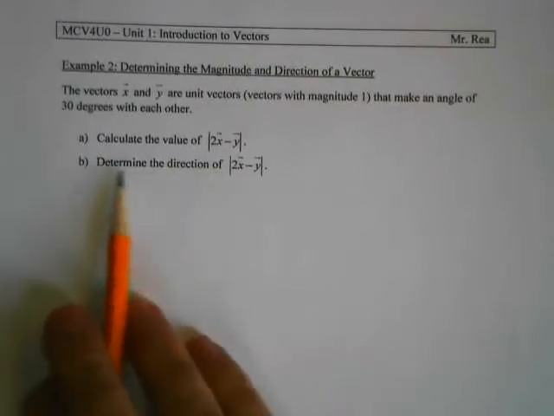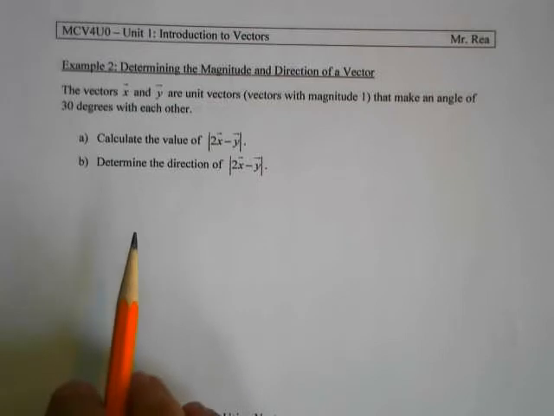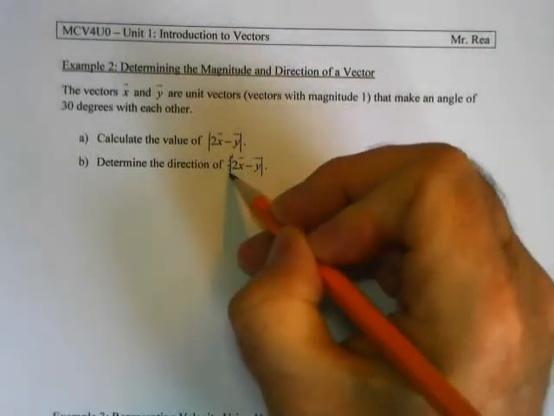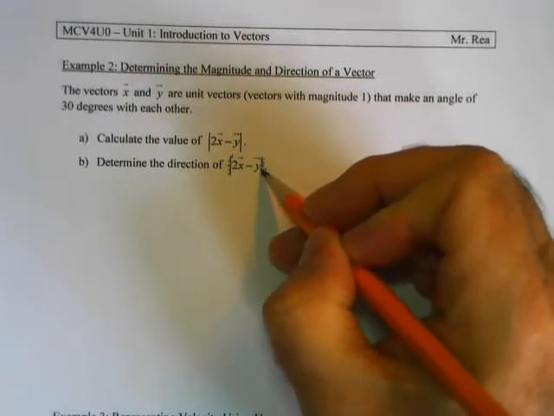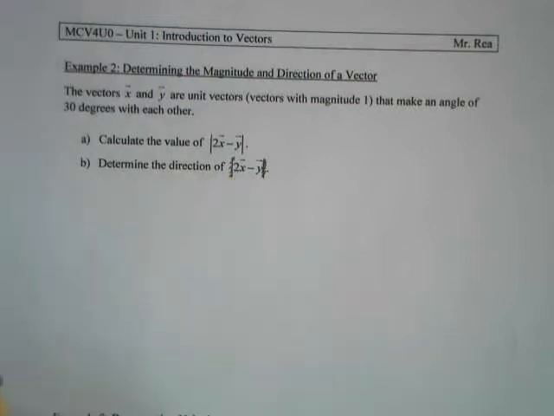And then we want the direction of this. I guess this should be just 2x minus y. Take the magnitude signs off, because you can't have a direction of a magnitude. We want the direction of 2x minus y.